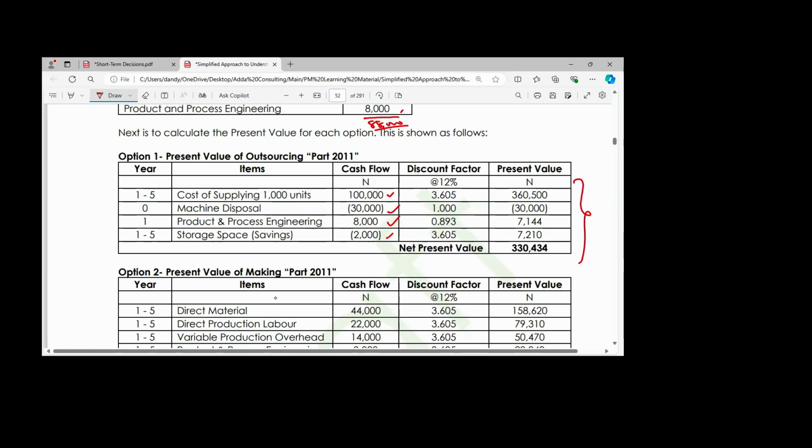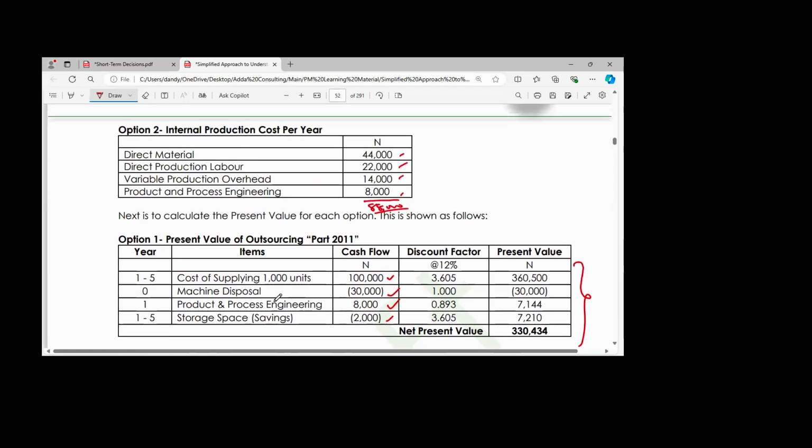Therefore, I need to go and calculate the annuity factor. How do you calculate the annuity factor? Annuity factor, denoted as AF, is calculated as 1 minus (1 plus R) raised to power minus N, all of this divided by R.